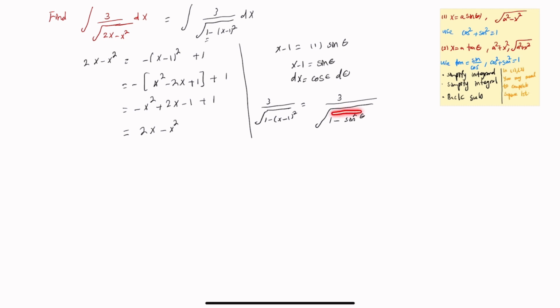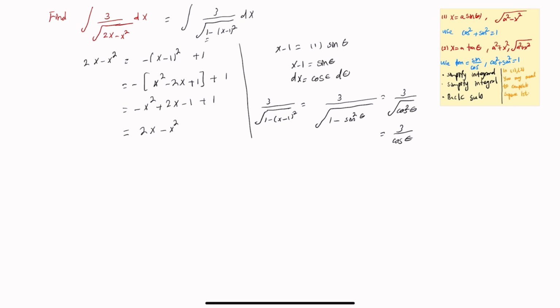Now notice this term in here, and notice this identity: cosine squared plus sine squared equal to 1. Therefore, if we solve for cosine squared, it's going to be equal to 1 minus sine squared of theta. So the denominator here is going to be equal to cosine squared of theta. Now we can take the square root, so it's going to be 3 over cosine of theta.